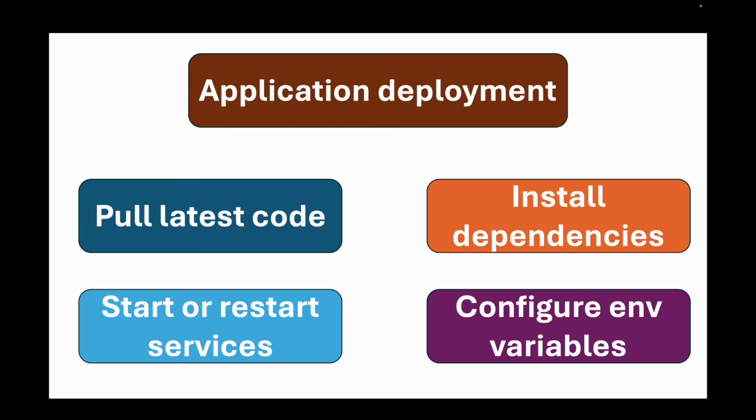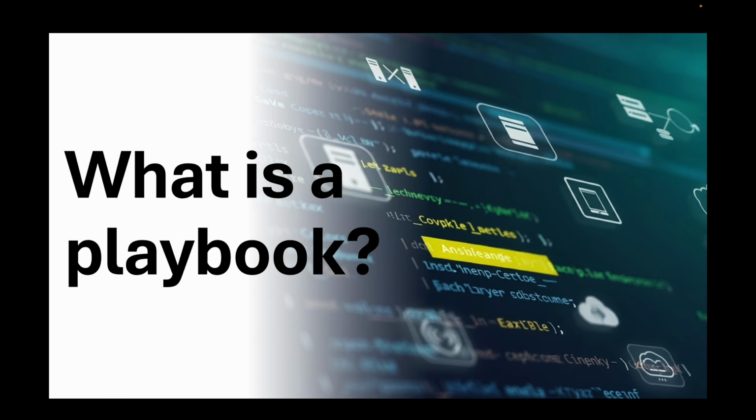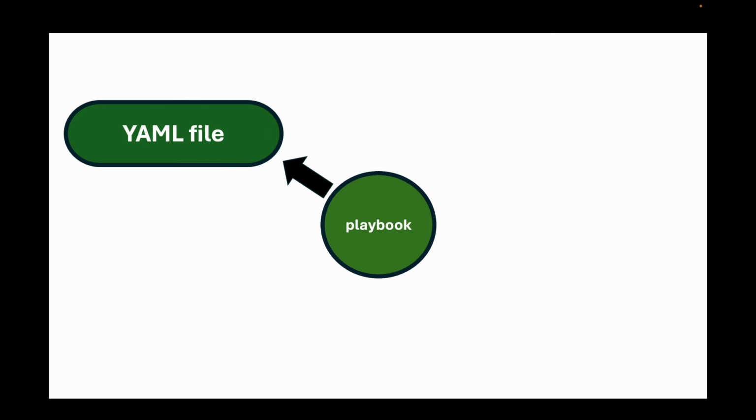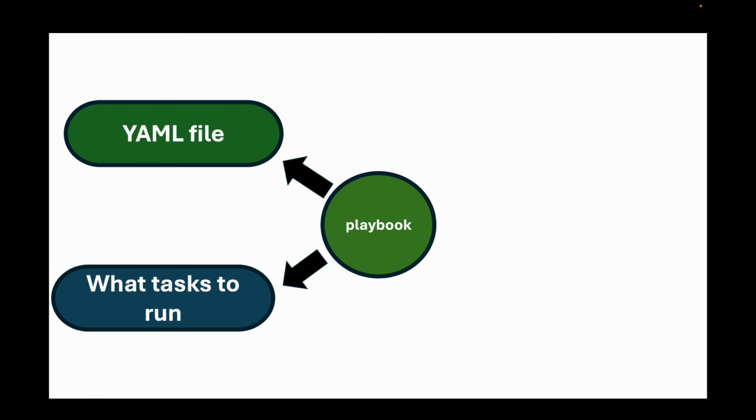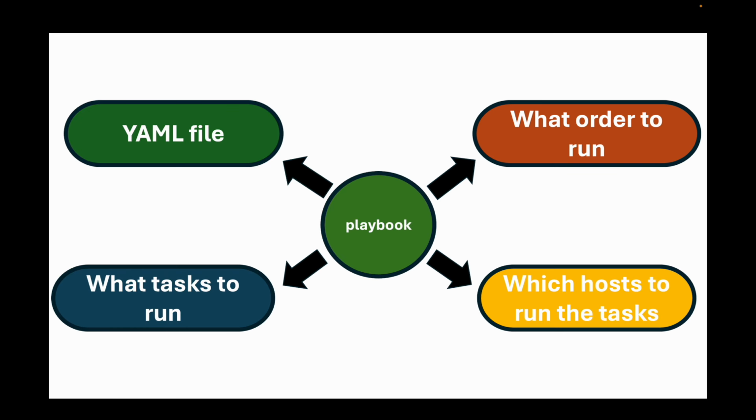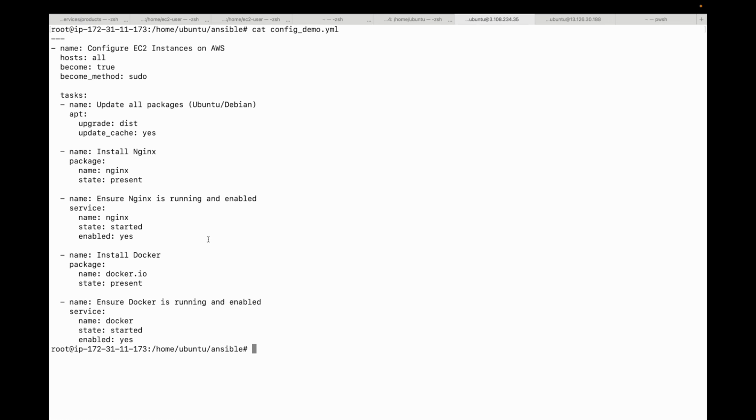Now let's dive deeper into Ansible and look at what actually powers all this automation, which is your playbook. So what exactly is a playbook? A playbook is a YAML file that tells Ansible what tasks to run, in what order, and on which host machines the tasks need to run. For example, on which machines the tasks need to run? What are the tasks that we want to run? In which order the tasks need to run? All this information goes into your playbook.